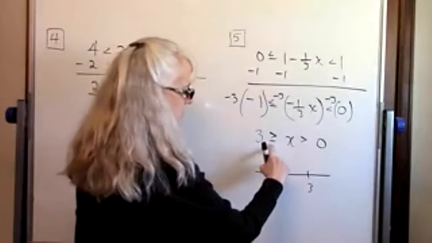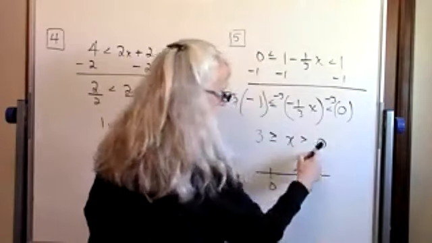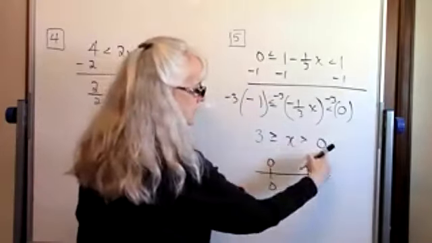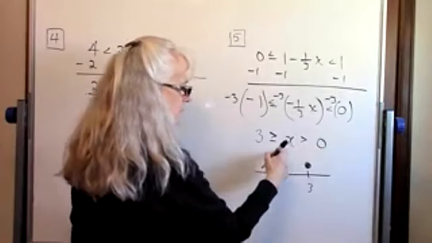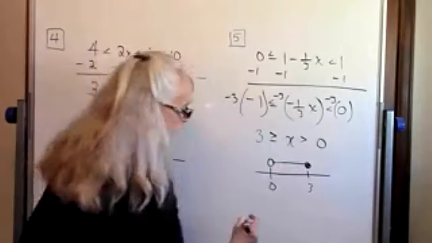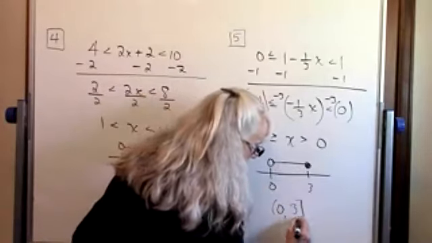So we're going to put the 0 on the left and the 3 on the right. On the 3, because there's an equal to next to it, we know we need a closed circle. And on the 0, there's no equal to, so we're going to use an open one. X is still bigger than 0, which is this way, but it has to be smaller than 3. So we're going to stay right smack between the 2. And finally, we're going to go with the parentheses 0 to 3 with a bracket.